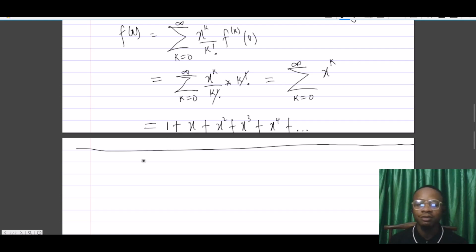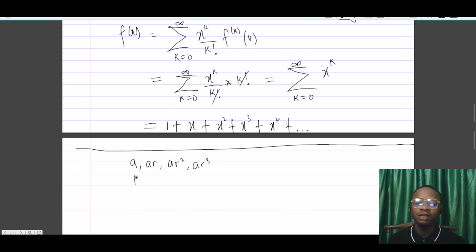So if you have the first term, for instance, to be a, the next term is going to be ar, where r is the common ratio. The next term will be ar squared. The next term will be ar cubed. That's what we call a geometric progression or geometric series. So that's exactly what we have here.